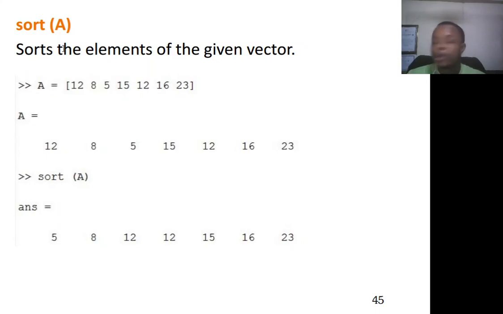Now suppose that you have a sequence of numbers in the form of a vector, and you would like to sort this vector. You could use the function sort. In the first instance we create the vector using these entries, and once we use the function sort, this is just going to sort the vector in ascending order, from the least to the highest.